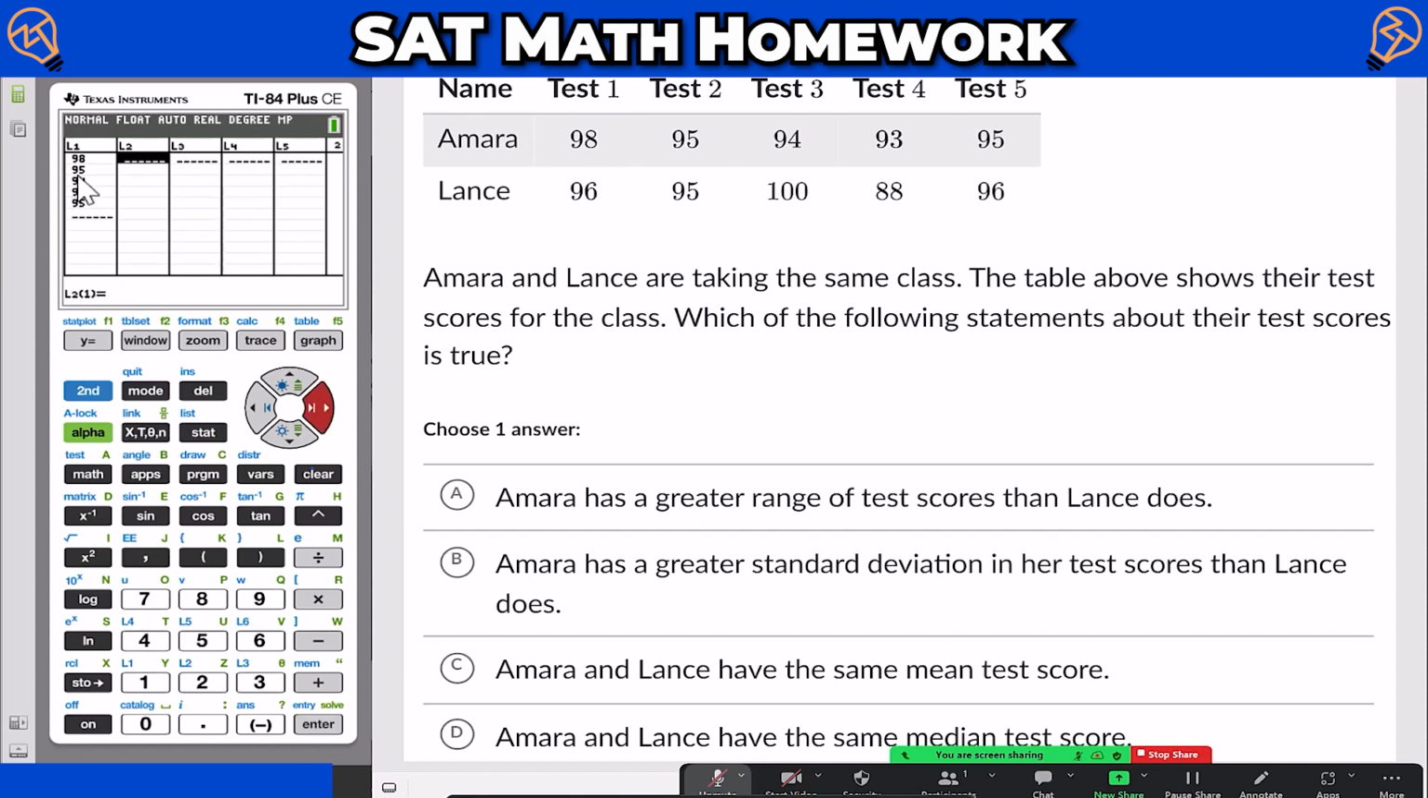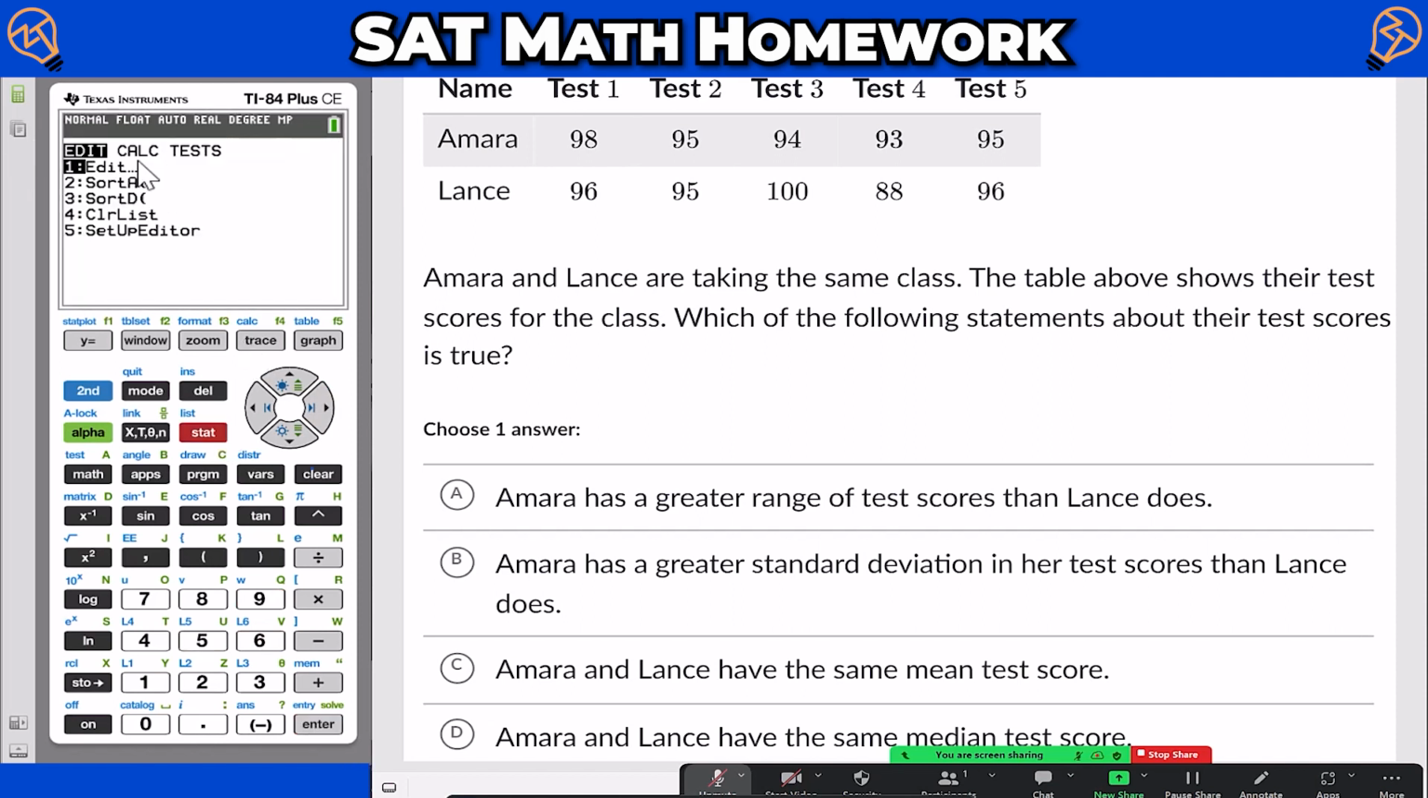I'll go over to list two and we'll put all of Lance's. And then at this point, we don't even have to clear the screen. We'll just press stat again. We wanna go to calculate, which means we have to press right. And then we're specifically gonna choose two variable statistics because we have two variables. We have Amara and we have Lance. In other words, we had two lists, list 1 and 2. So we're gonna press enter here.